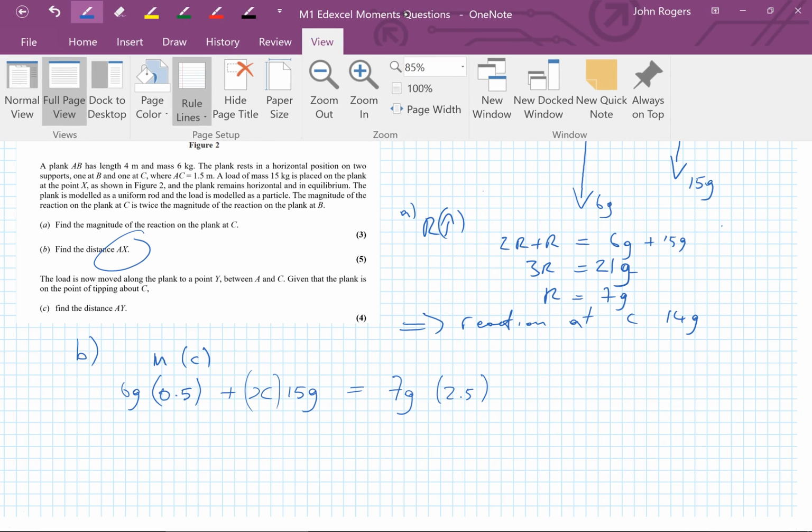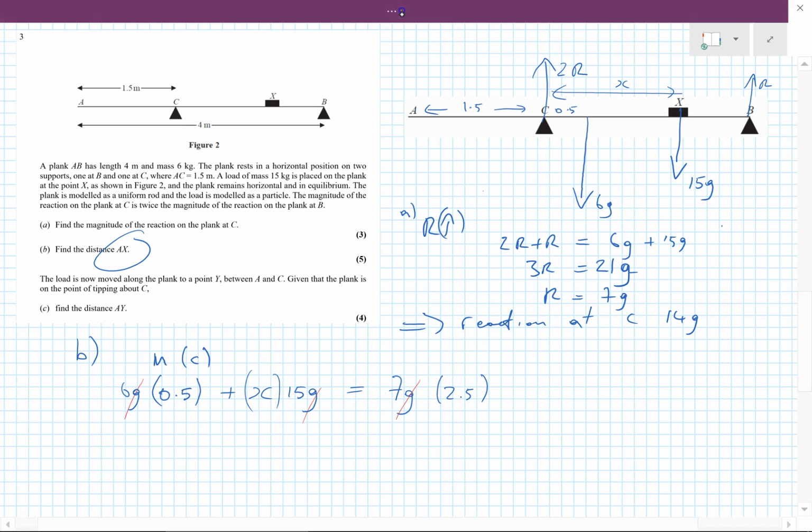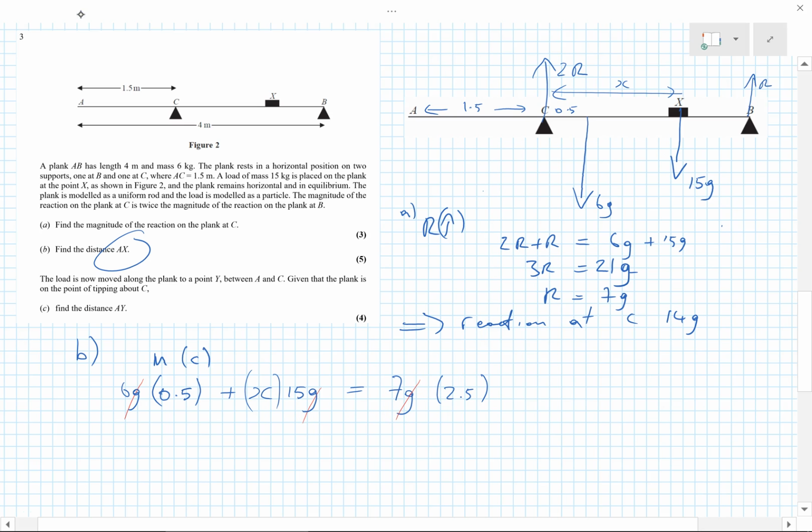Okay, once again, G falls out of the equation, and I can just multiply these things out. So I have 6 times 0.5 is 3, and I have 15x is equal to 7 times 2.5, which is 17.5. So x is equal to 14.5 over 15, or 29 over 15.